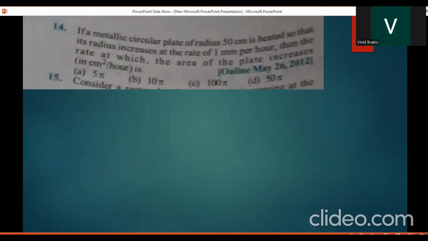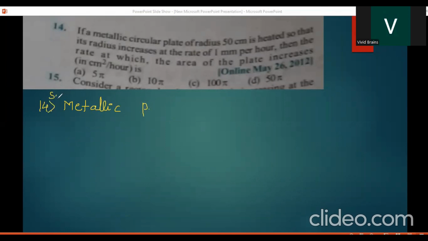Tell me what you do. Here is the metallic plate of radius. The radius is given as 50 centimeters. It is heated so that its radius is increasing. The radius is increasing at the rate of 1 mm per hour.